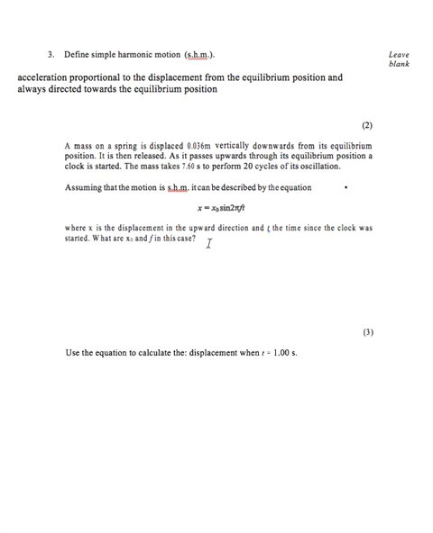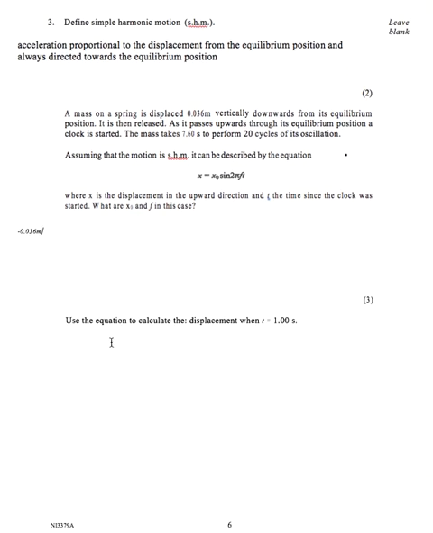Assuming the motion is simple harmonic, it can be described by that equation where x is the displacement in the upward direction and t the time since the clock was started. What is x naught in this case? Well, x naught, given that up is positive and x initially is negative, is minus 0.036 meters.